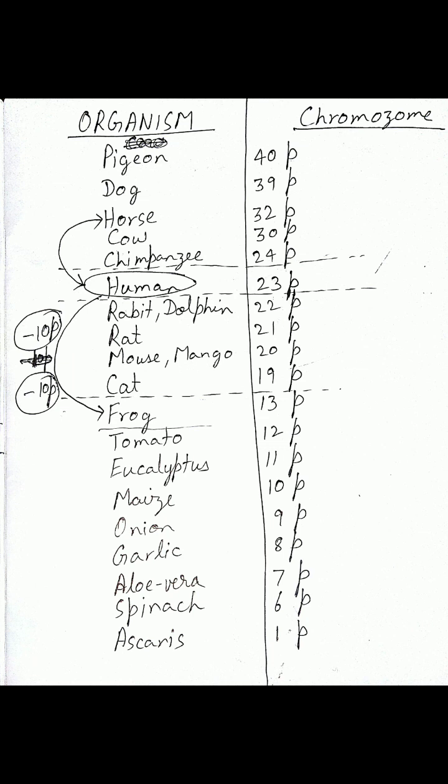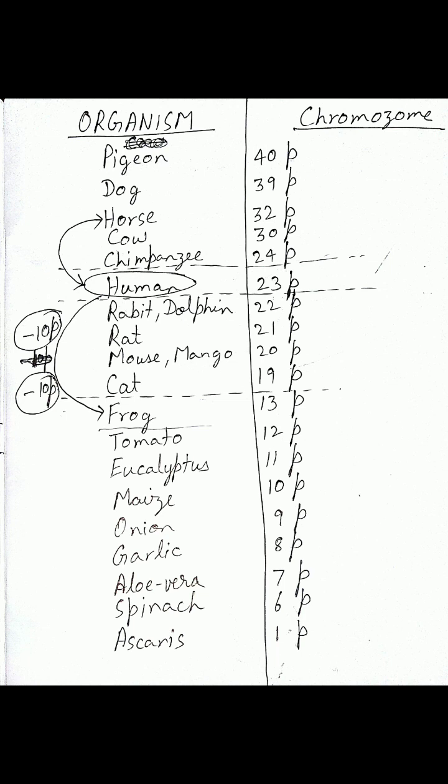Now, let's move above humans. Humans are known to have come from apes or chimpanzees, right? So chimpanzee has 24 pair of chromosomes. Think of it logically, or as a case of remembrance: when one pair of chromosomes was removed from chimpanzee, they became humans, right? So 24 pair of chromosomes for chimpanzee.